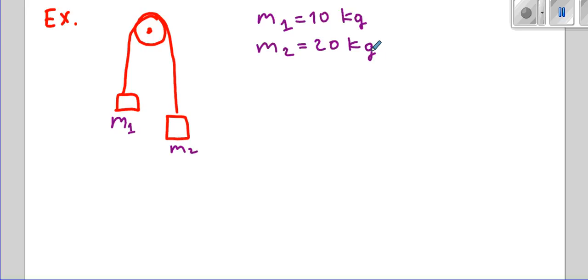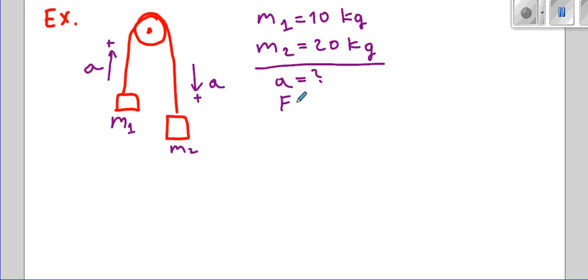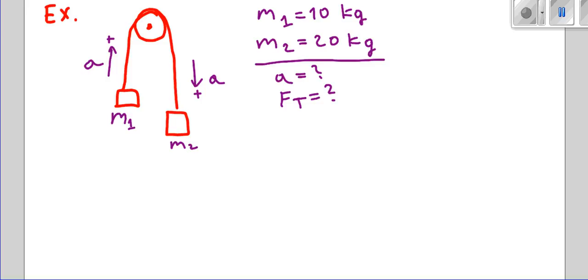If this was the case, the acceleration would be going in this direction. That would be the positive direction for M1, and for M2 it would be this direction. And let's say the question asks you to find the acceleration and find the tension force. All right, so whenever we have questions like this with pulleys, we will create two free body diagrams for both masses. So we can do the M1 first.